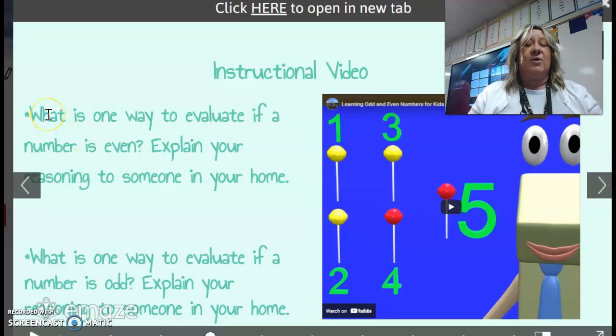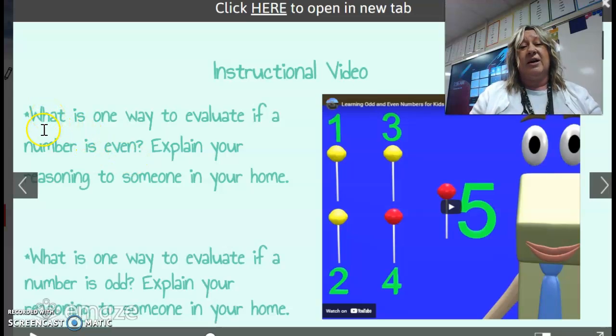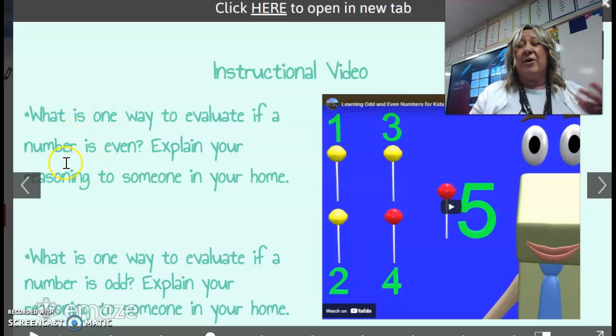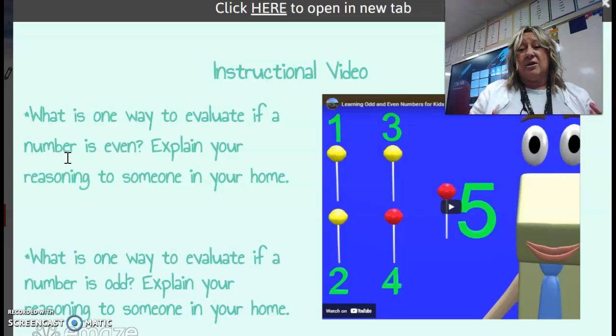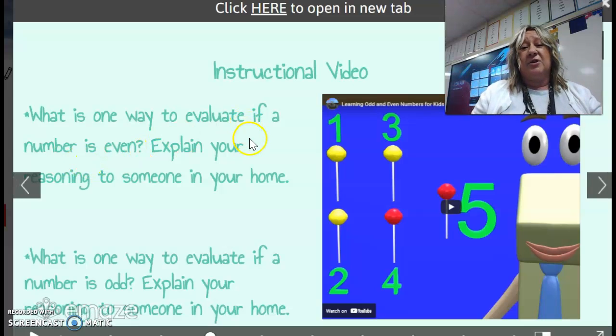And it says, questions that we can answer from watching the video. What is one way to evaluate if a number is even? So evaluate means you get to decide. So what kind of things happen? What do you do to decide if the number is an even number, or later on if it's an odd number, okay? And after, I want you to explain to someone in your house why something would be even, how you would know it would be even, okay?